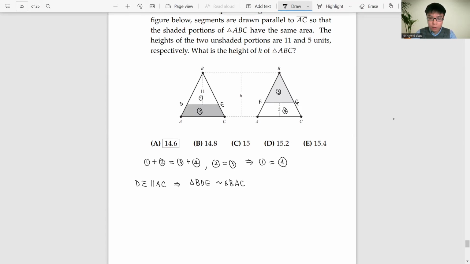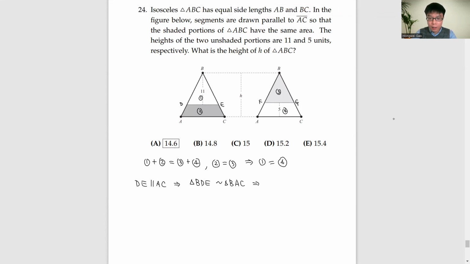And we can solve the ratio of the side length, which is DE over AC. That corresponds to the ratio of the heights, which is 11 over H. For the second triangle, we can do similarly.